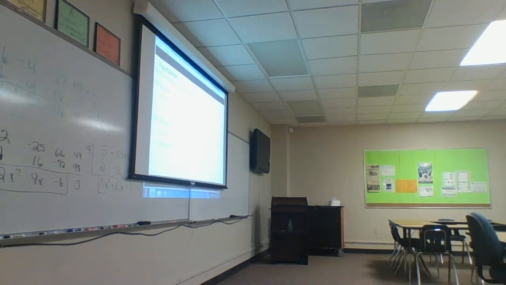Quadratic formula: negative b plus or minus the radical of b squared minus 4ac, over 2a.